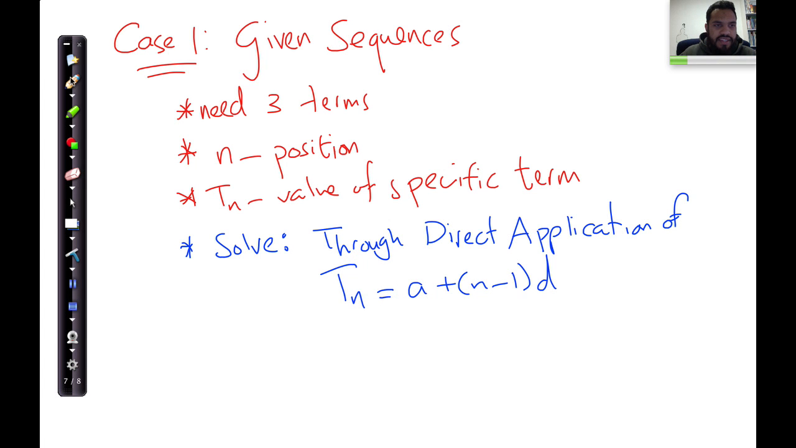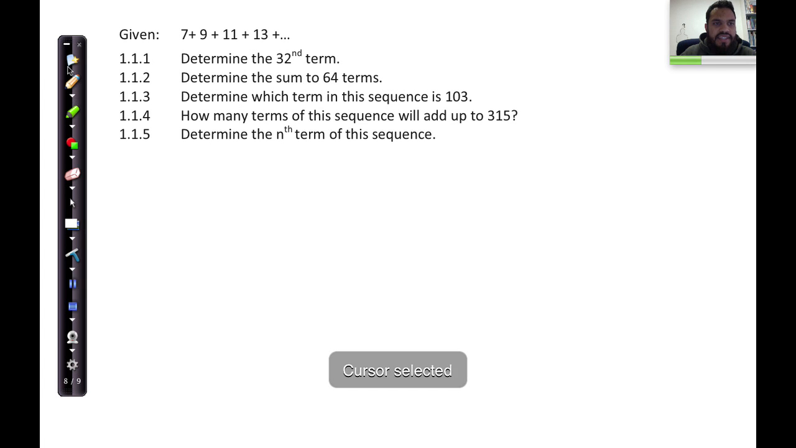So let's look at this. There's an example, first example. The sequence is given. How do I know it's given? I can see that I've got 7, 9, 11, 13. What type of sequence is this? If you go from 7 to 9, you are adding 2. From 9 to 11, you are adding 2. And from 11 to 13, you are adding 2.